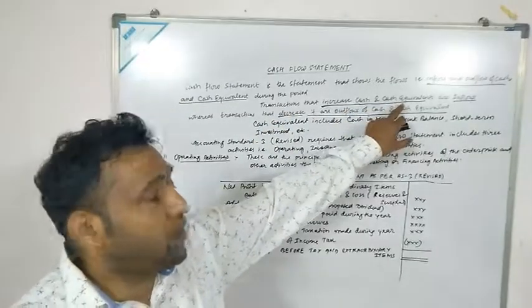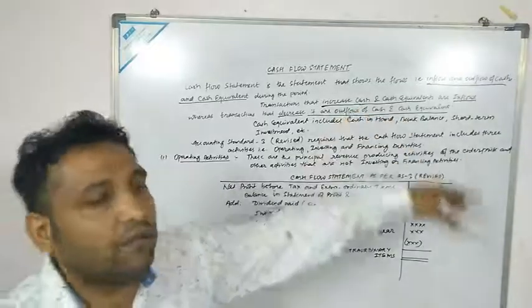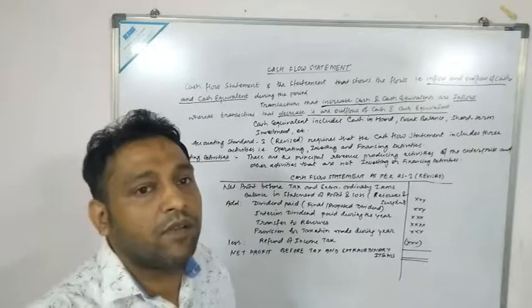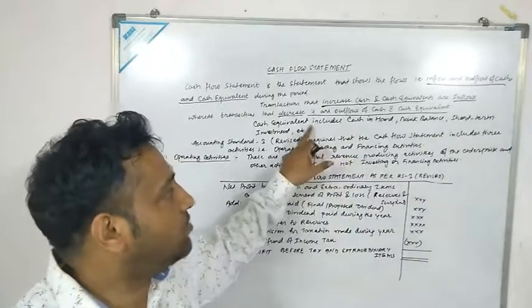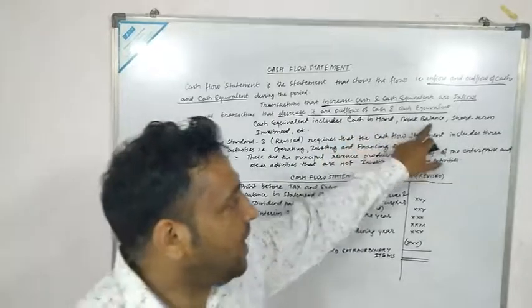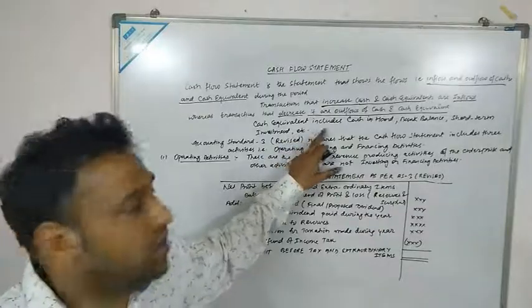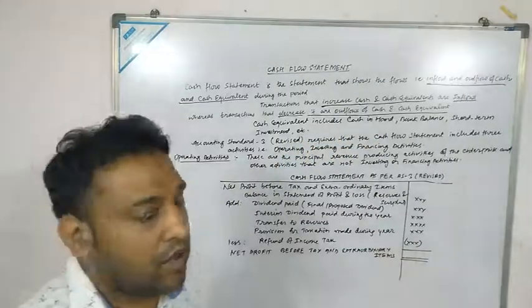Now the question comes, what do you mean by cash equivalent? Cash equivalent means items which can be converted into cash within a very short period of time. It includes cash in hand, bank balance, and short term investments. These are all your cash equivalents.